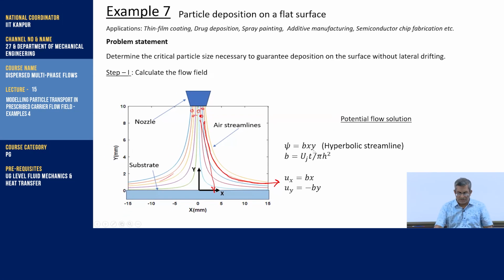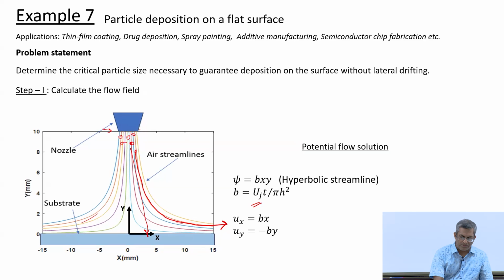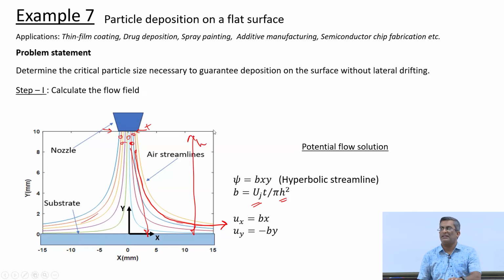So, this is the stream function where this constant B basically depends on the operating condition of the nozzle and the geometric parameter. So, here this parameter uj is the exit velocity, T is this, the diameter of the nozzle, and H is this height. So, here for simplicity we are considering a two-dimensional jet. What is meant by two-dimensional jet?